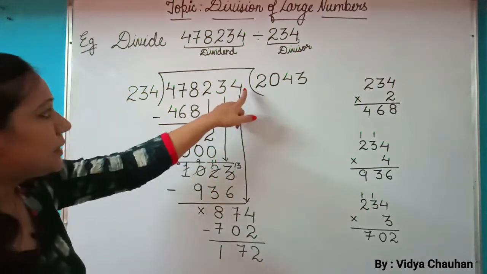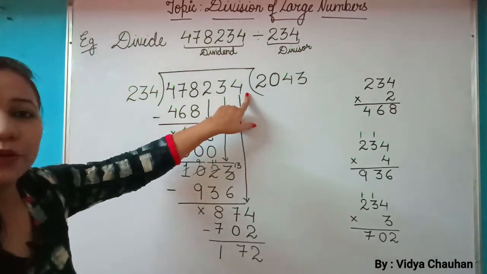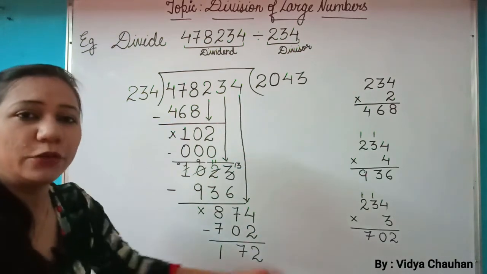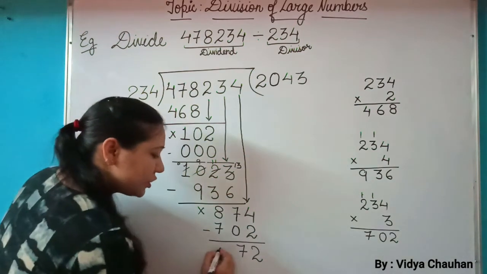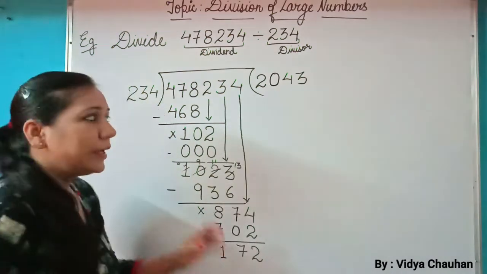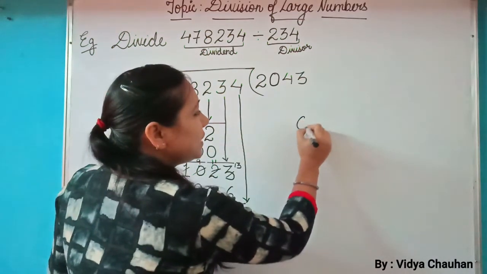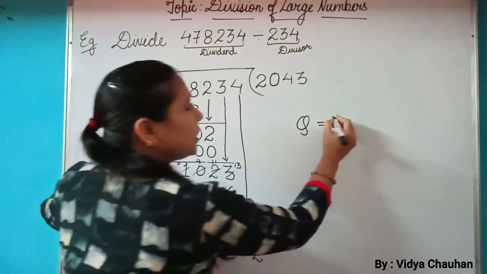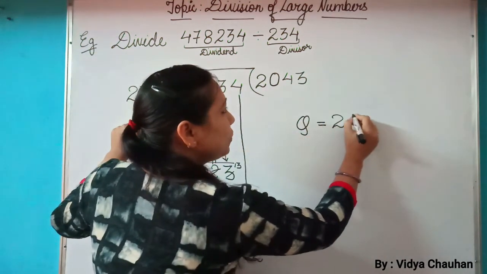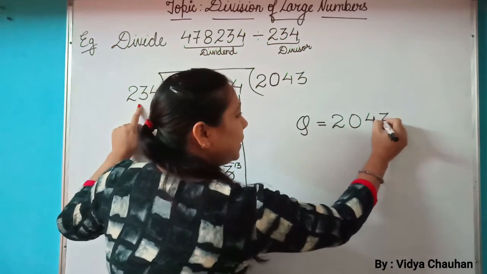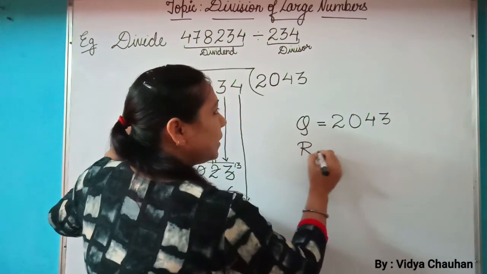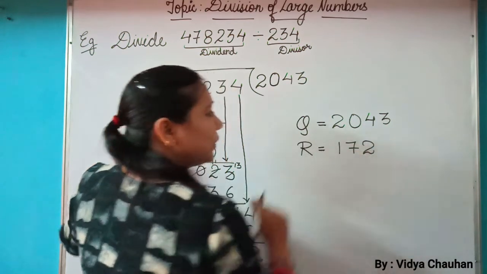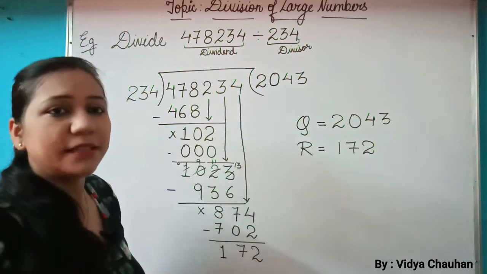Now our digits in the dividend are over. So we cannot bring down any new digit here at the bottom to continue the division. That means our division is complete at this place. So at the last, what you will write here is quotient. When you divided the dividend with divisor, what is the quotient? Quotient is 2043. And what is our remainder? Our remainder is 172.